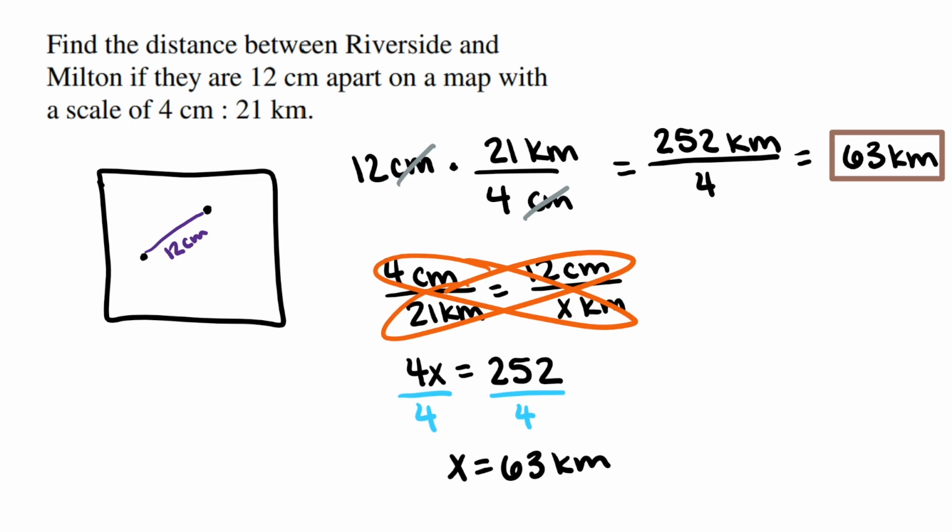So use either way that you're comfortable with. If you prefer just multiplying by the scale factor, do that. If you prefer setting up proportions, do that. But you'll get to the same answer either way, as long as you're doing it correctly.